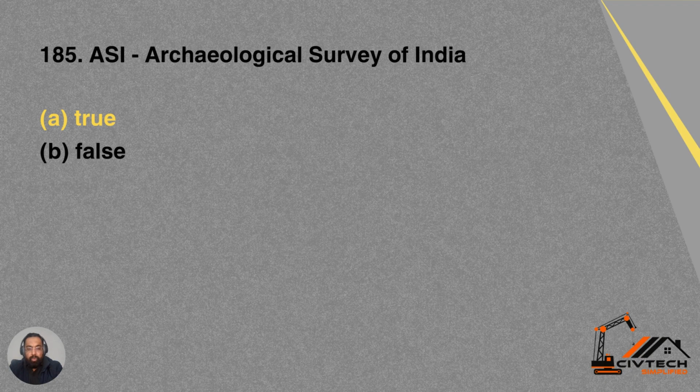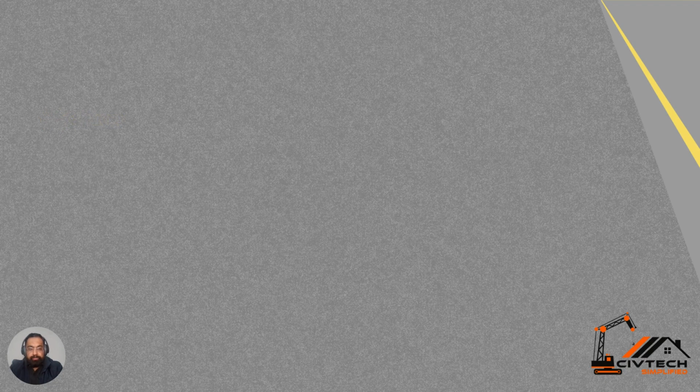185. ASI. What is ASI? It's Archaeological Survey of India. Option A is true. Option B is false. So A is the correct answer. It's true. ASI means Archaeological Survey of India.